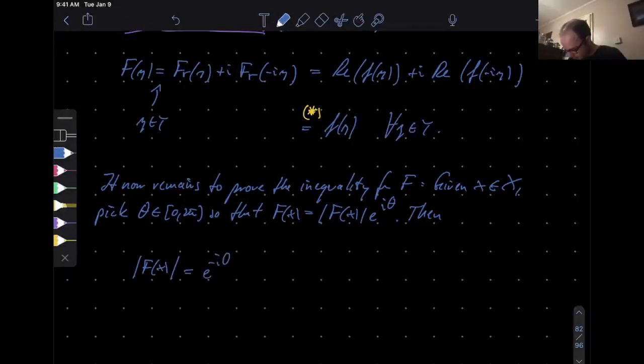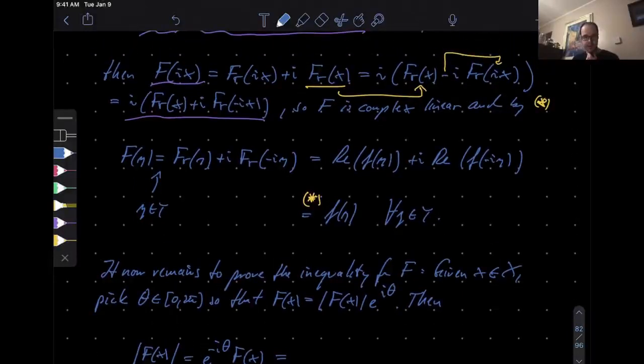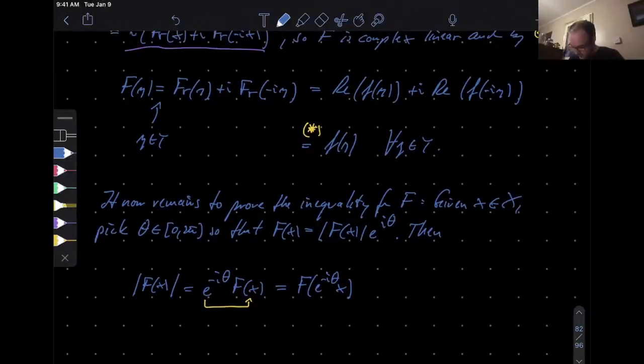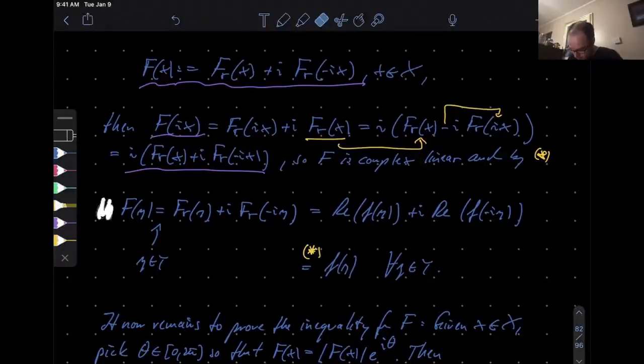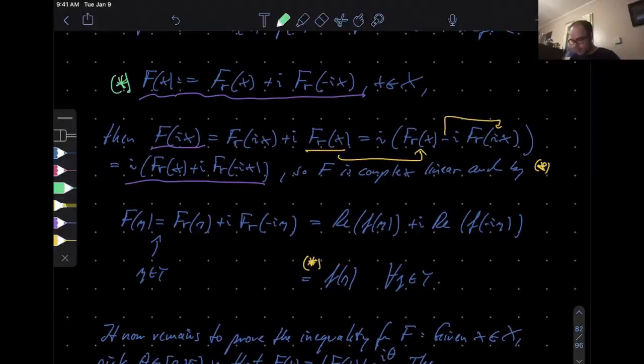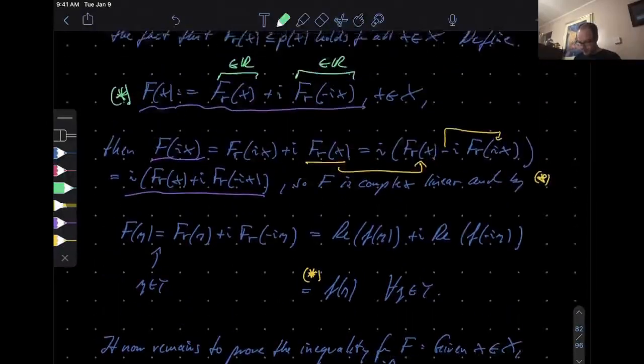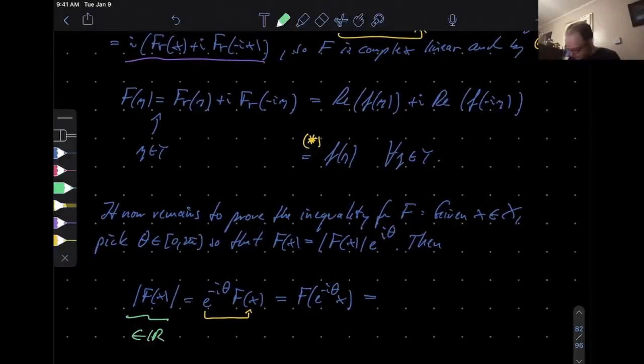Well, it is equal to e to the minus i theta F(x). Now remember, we proved just now that capital F is complex linear. This is this pink underlined stuff up there. So what I can do is move this factor inside the argument of F, so F(e^{-i theta} x). Now capital F, written up here, is the sum of f_r(x) plus i f_r(-ix), and f_r is real valued, and so is this. This is the decomposition into real and imaginary part. So, but now if I use this down there, starting with something real and using the formula with the green star, then it is precisely equal to f_r(e^{-i theta} x).